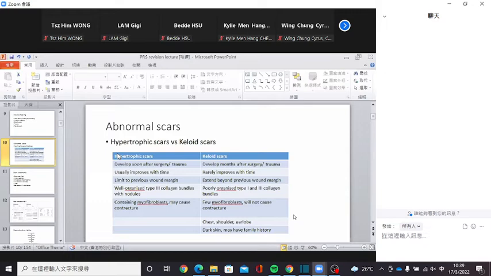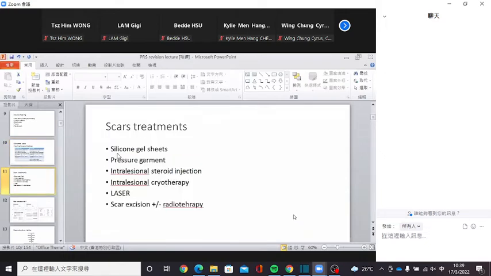Okay, so yes, for keloid scars, there is no myofibroblast and no scar contracture will happen. The common sites for keloid scar are the chest wall, shoulder, and ear lobe. Patients with darker skin are more prone, and there could be a positive family history. So this could appear in your MCQ questions concerning the difference between hypertrophic and keloid scars.